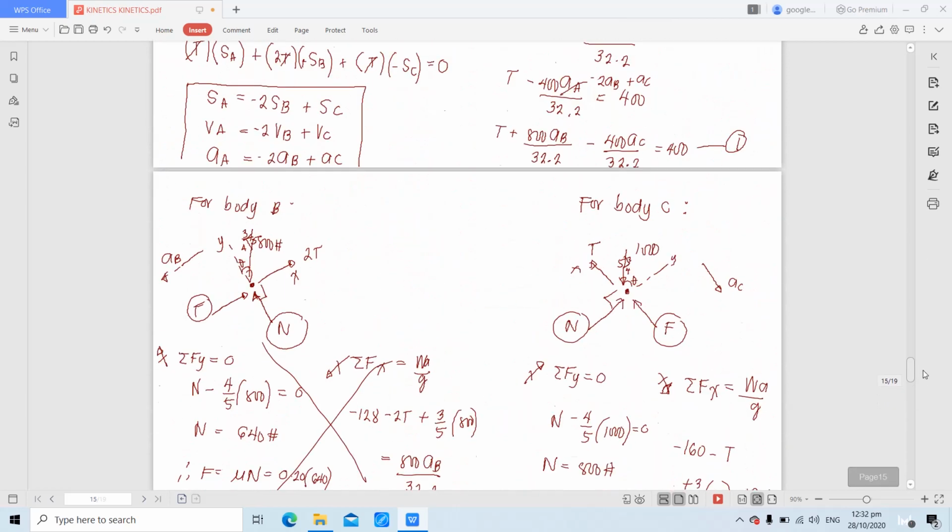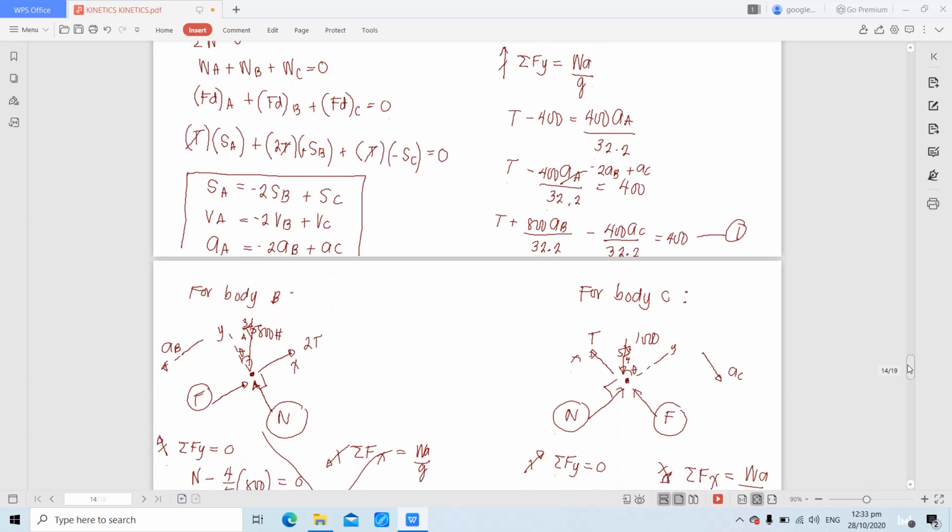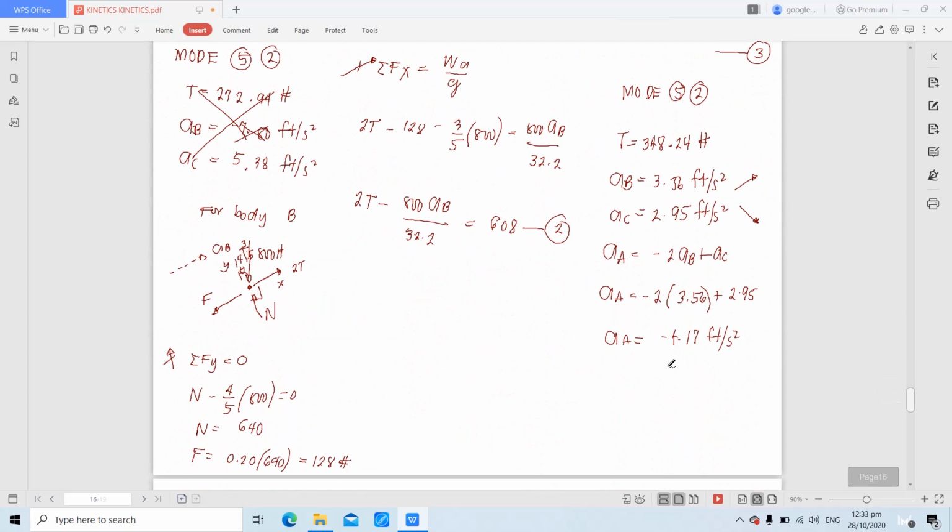Tingnan natin yung body A. Yung body A, ito yung free body diagram, at wala tayong kinonsider na friction force. Ibig sabihin, okay lang yon na nag-negative value. Ibig sabihin, mali lang tayo ng assumed direction, pero yung magnitude value, tama. So, that will be positive 4.17 feet per second square. Yung inassume natin na pataas ay mali, and that should be going downward. And that will be the requirements for this given problem. Okay.